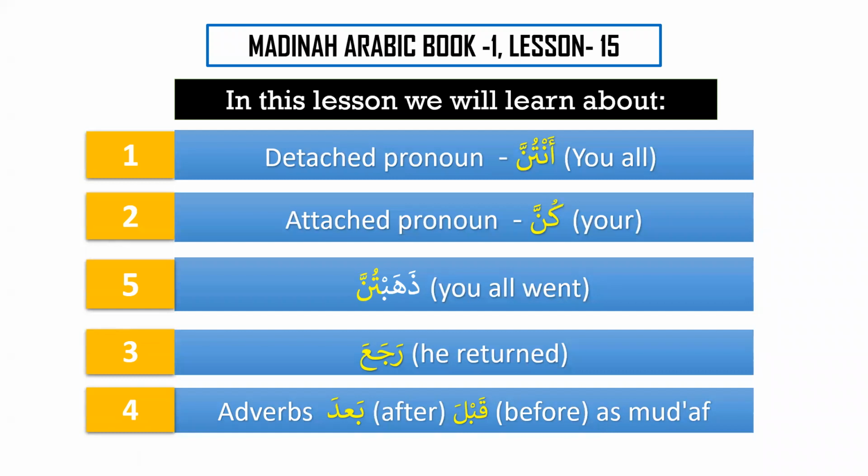Now, do you remember the adverbs that we have learned so far that are used as mudaf? We have learned, I guess, 4. So do you remember? We have learned tahta, amama, khalfa, and inda. So 4 of them, and then the 5th one is ba'da, and the 6th one is qabla. So we need to remember the information that we have already learned so that we can implement it.